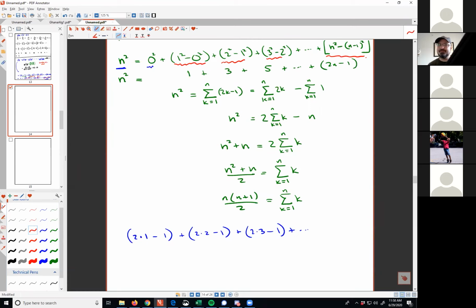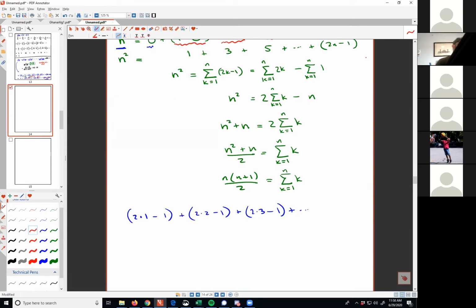harder problems. But I just want to show real quickly, if you haven't dealt with sigma notation before, what's going on there, take a second look. In the sigma notation, we separate out 2 times each k from the ones.